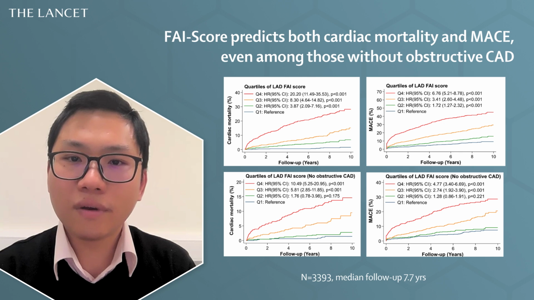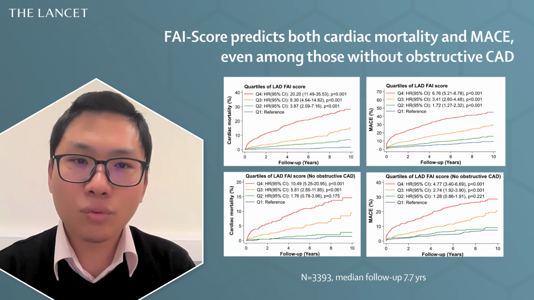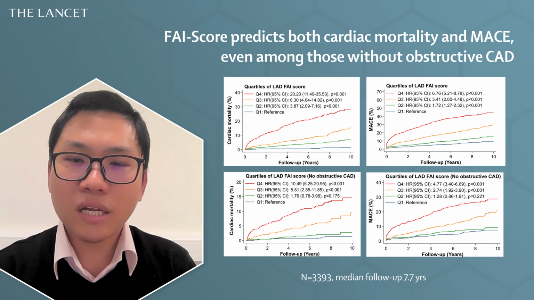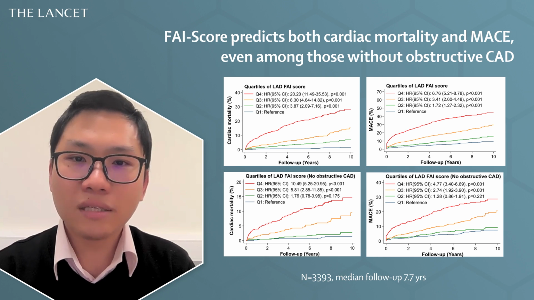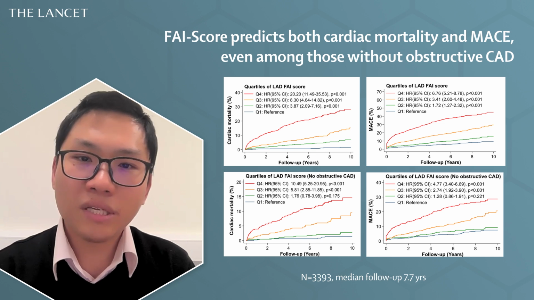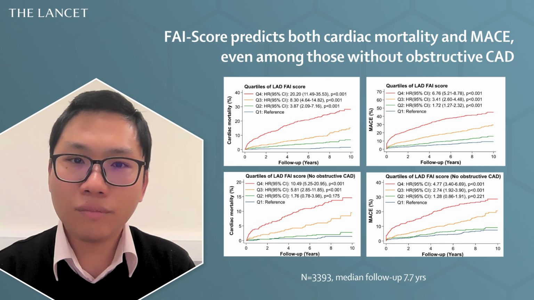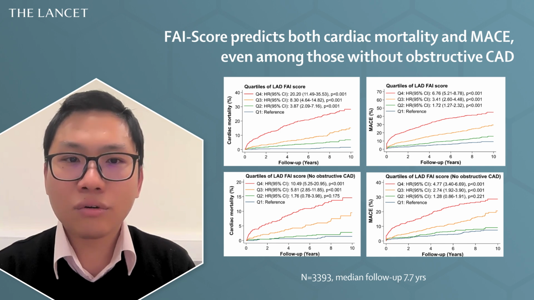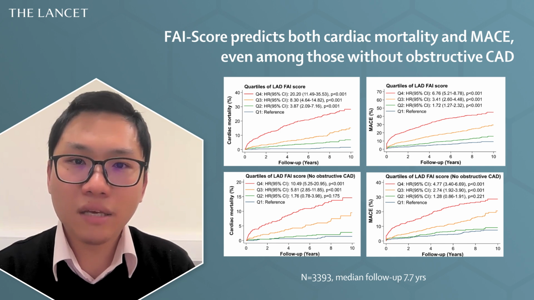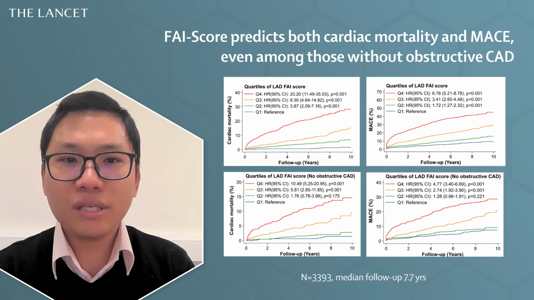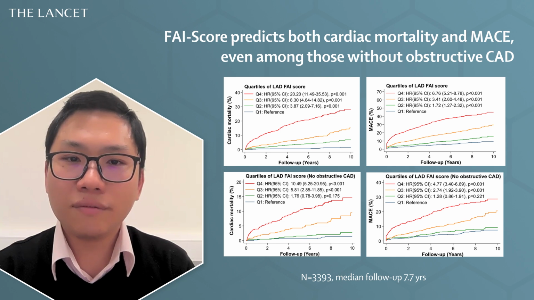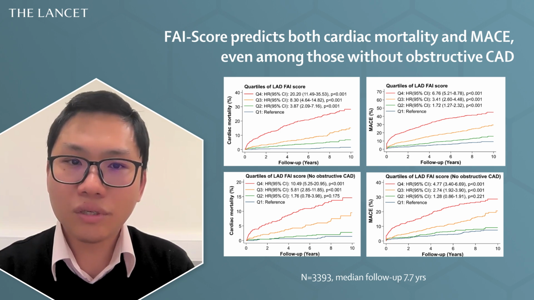Indeed, patients with high PHI score at the highest quartile had 20 times higher risk of cardiac mortality, and nearly 7 times higher risk of MACE over the next 10 years after the scan. And these predictions were maintained even among those with no or minimal coronary atheroma. This suggests that coronary inflammation drives cardiovascular events, and it actually precedes the development of any visible coronary atherosclerosis.